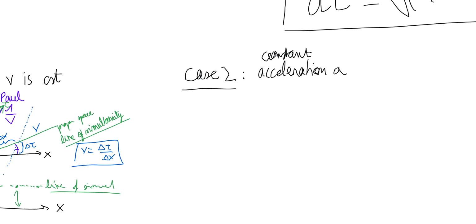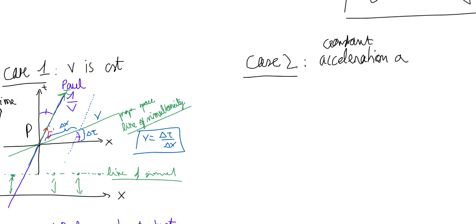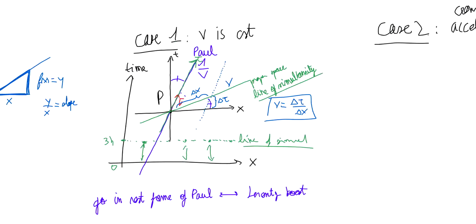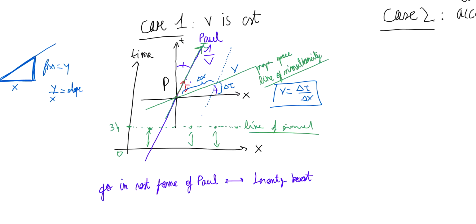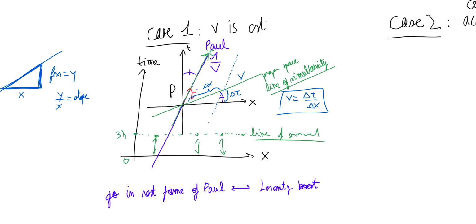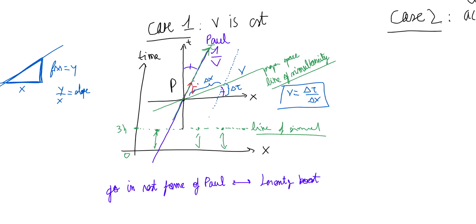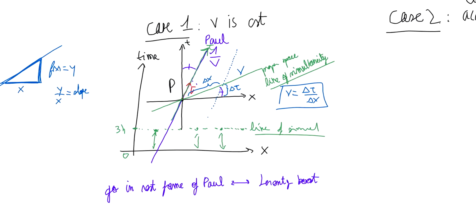So case 2, constant acceleration. Yeah, and I had something to add here. When we go in the rest frame of Paul, we apply a Lorentz boost. The rest frame is the frame where Paul doesn't move. Because you have to understand that you're never moving really in space-time. I mean, you are, but from your point of view, in your rest frame, you never are. It's always the world around you that is moving.